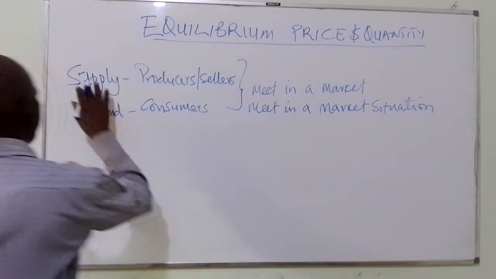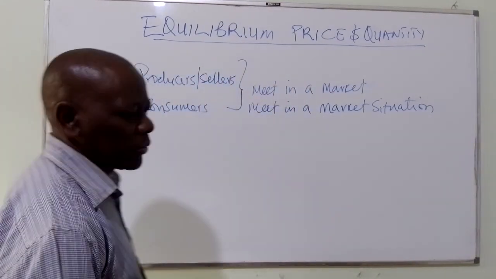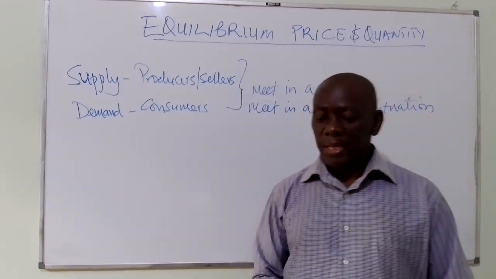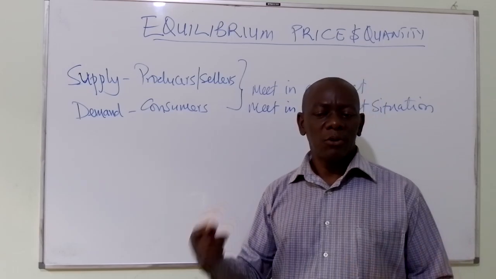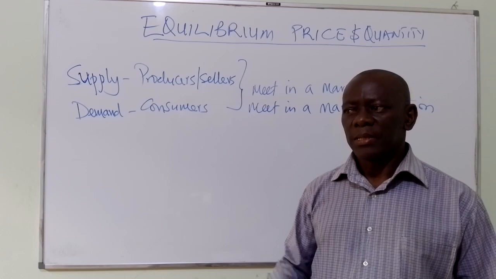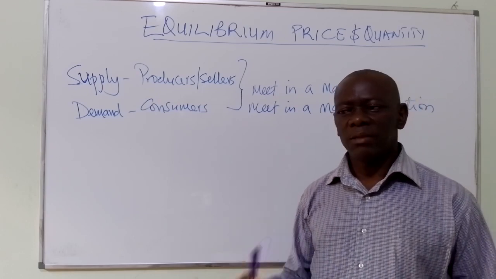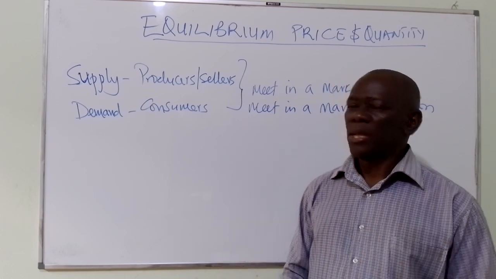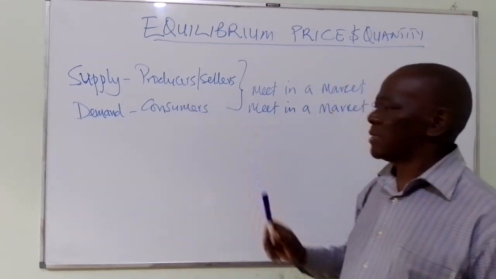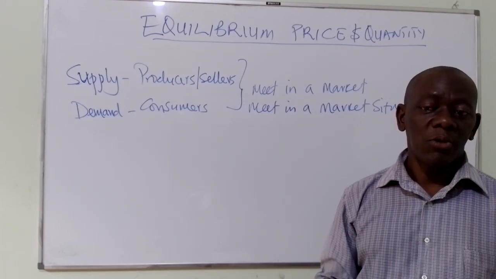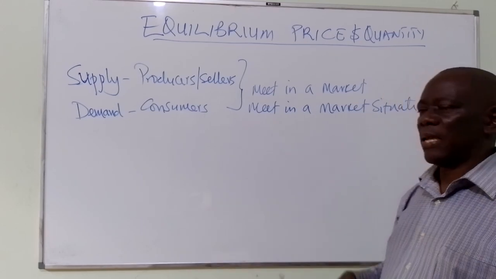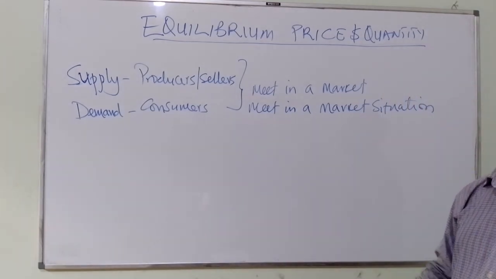So when we bring in the supply, definitely we are talking about sellers, we are talking about producers. These are the people who make commodities available, goods and services available. They get raw materials, get factors of production, produce. After producing, they become suppliers. These very suppliers are not producing for their own consumption. No, they are producing for the market. They are going to sell these commodities in the market.